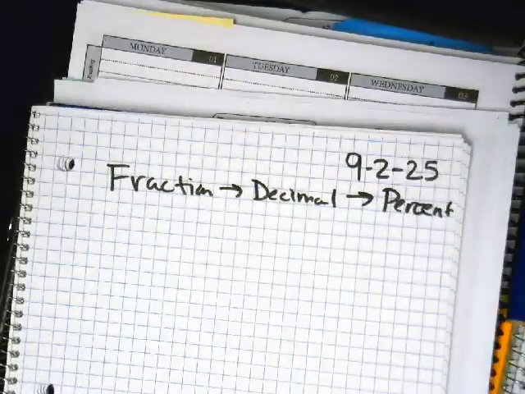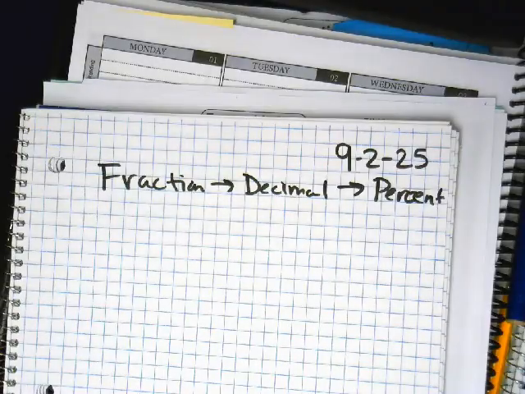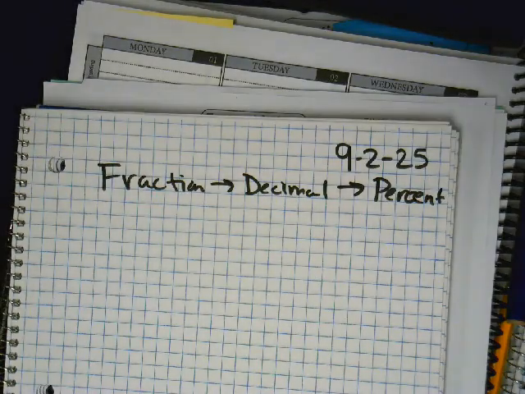Fractions, decimals, percents. Did everybody check their grades? Yep. Yes, I have a B. Yeah, most of you. I'm an A. I'm a scholar. I think I have a B. Scholars.